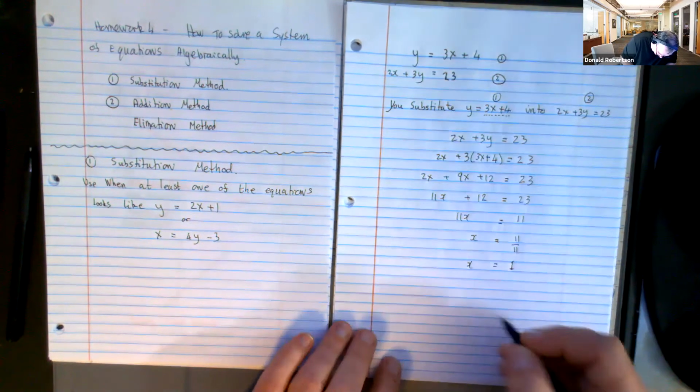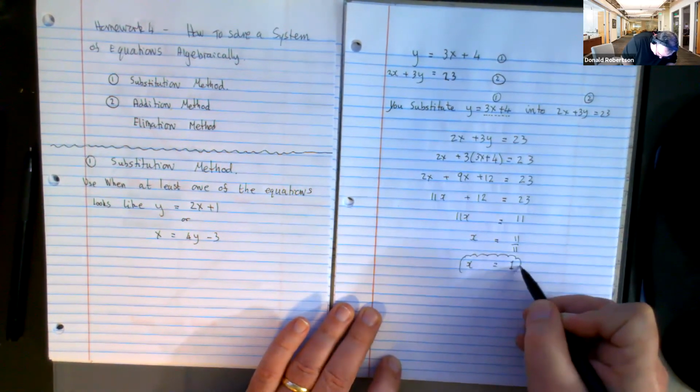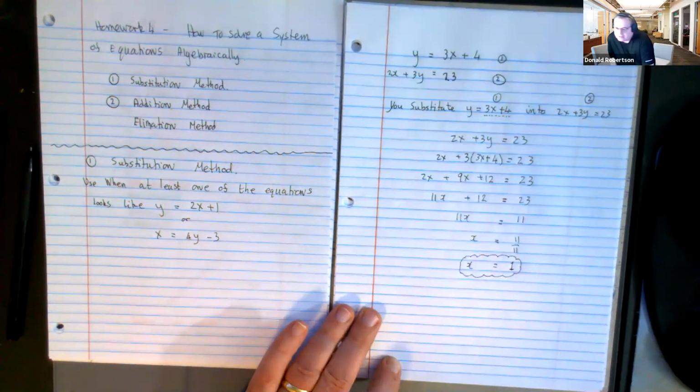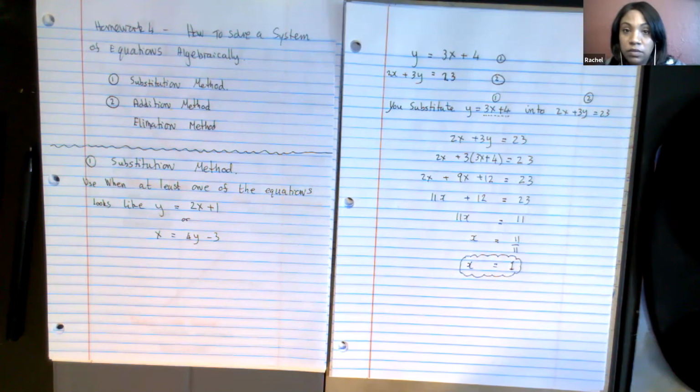So I now have to figure out how to use the fact that I know x equals 1 to find the y coordinate of the solution. So this is the x coordinate of the solution, but I now want to know what the y coordinate of the solution is. Any ideas how I might do that? You would plug in the 1 for the x's.